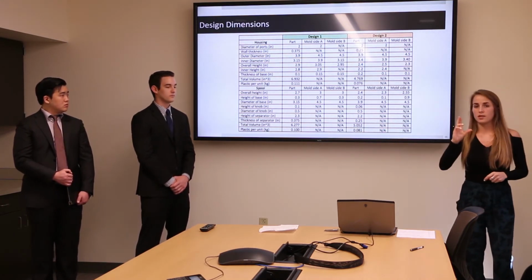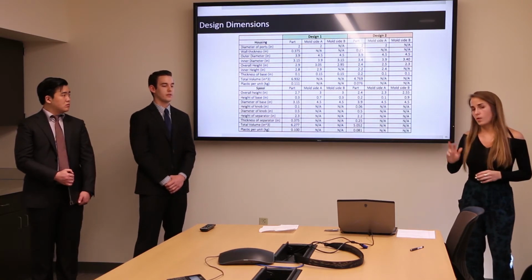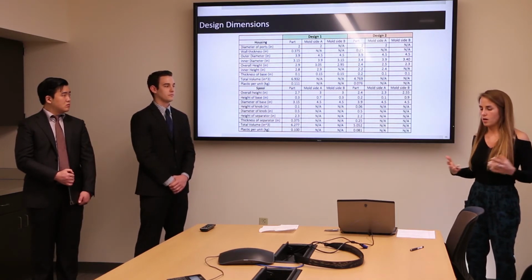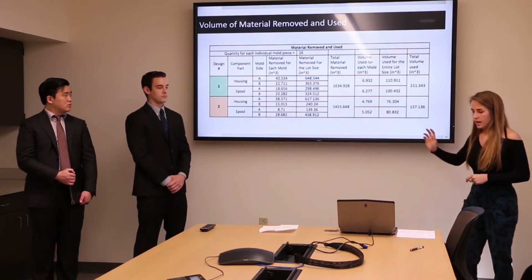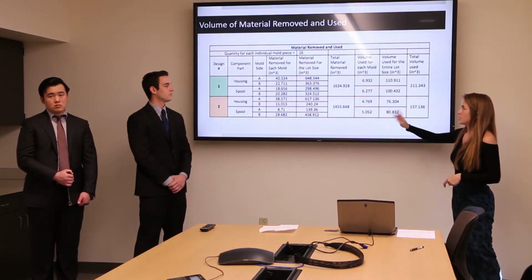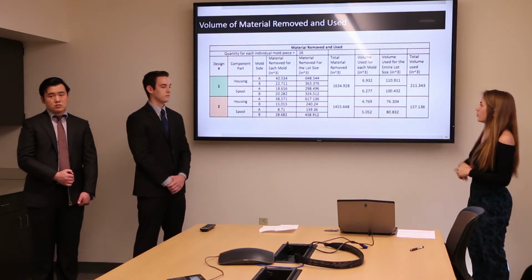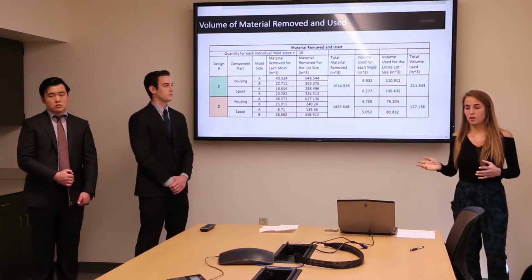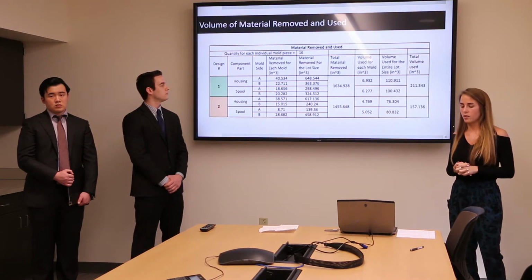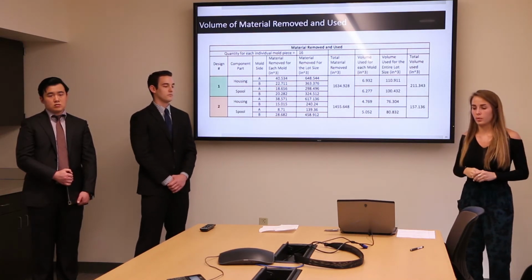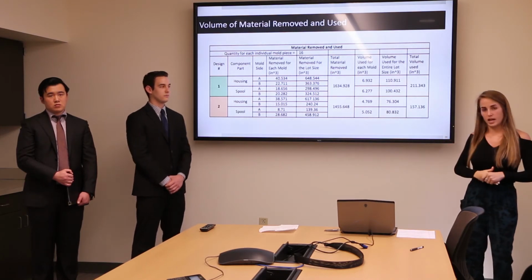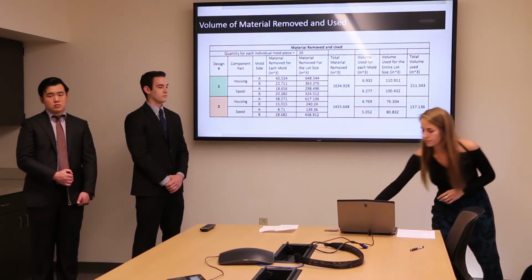We also decreased the overall height of both the spool and the housing, which saved money on raw materials as well. Like I just said, the overall volume and material removed decreased, which was a large cost saving, and it also decreased the amount of plastic needed, which really was beneficial, and we were happy with this change from design 1 to design 2.